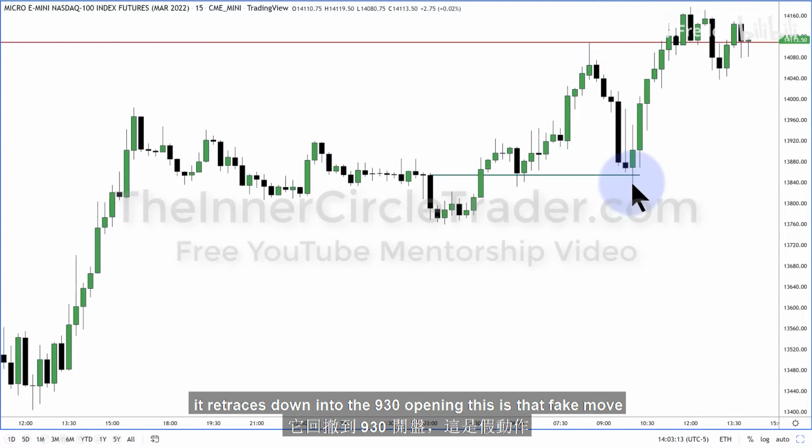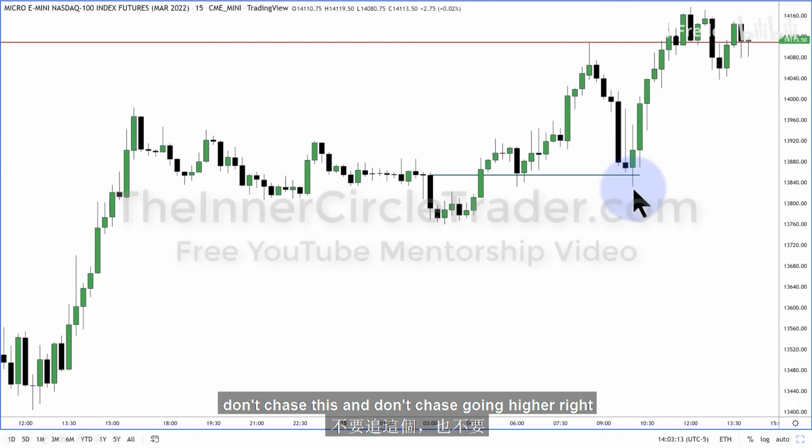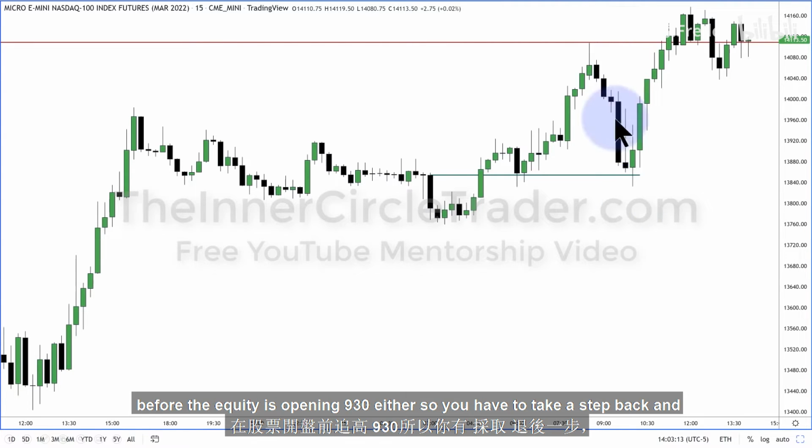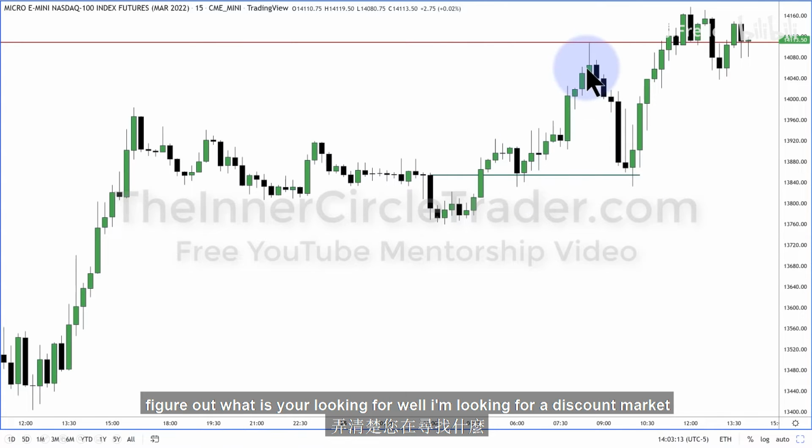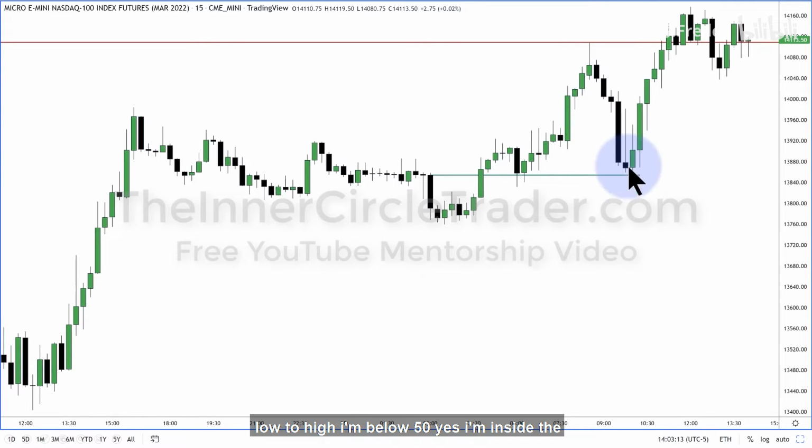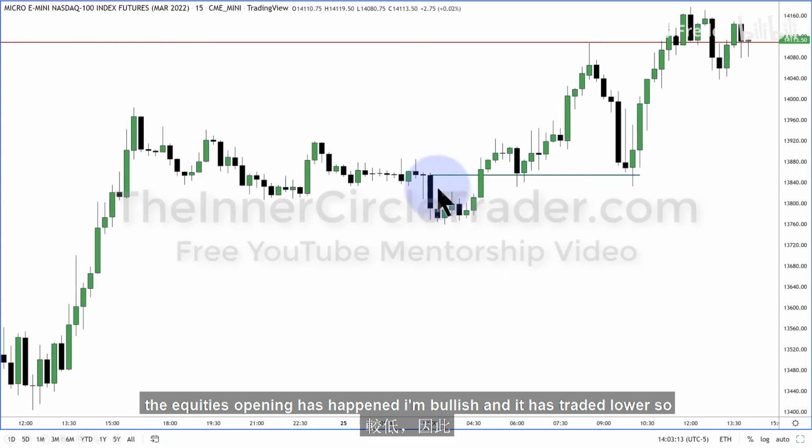It retraces down into the 9:30 opening. This is that fake move. Don't chase this, and don't chase going higher right before the equities open at 9:30 either. So you have to take a step back and figure out what you're looking for. Well, I'm looking for a discount market. Low to high, I'm below 50%. Yes. I'm inside the order block. Yes.